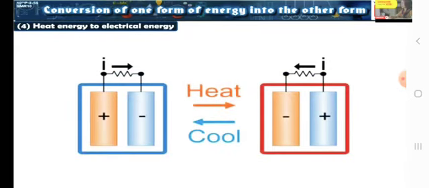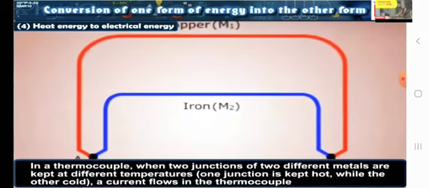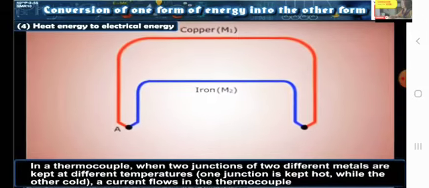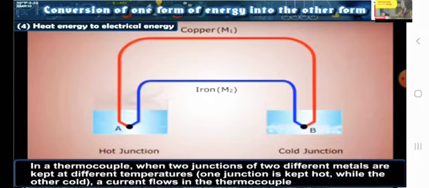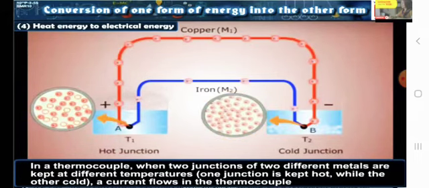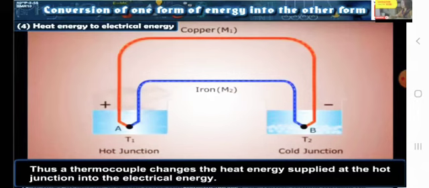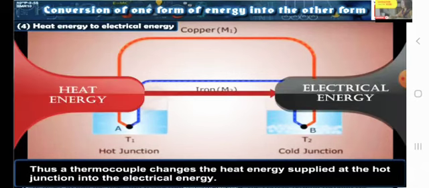4. Heat energy to electrical energy. In a thermocouple, when two junctions of two different metals are kept at different temperatures, one junction is kept hot while the other cold, a current flows in the thermocouple. Thus, a thermocouple changes the heat energy supplied at the hot junction into the electrical energy.